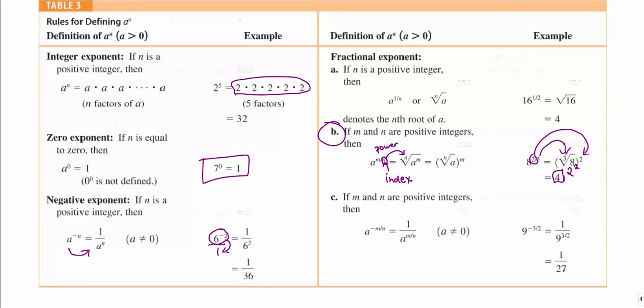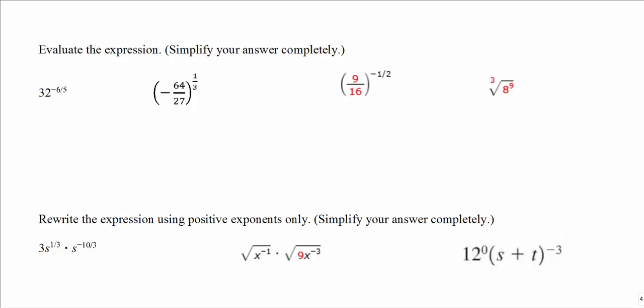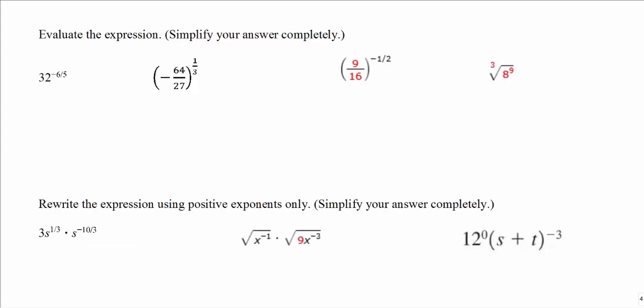All right, so let's look at a couple of examples of how we're going to go about simplifying some of these expressions. We want to evaluate the following expressions. Here we have 32 to the negative 6/5 power. The first thing I'm going to do is make this exponent positive. So I'm going to move the base and its exponent down to the bottom part of the fraction. So I'm going to write this as 1 over 32 to the positive 6/5 power.